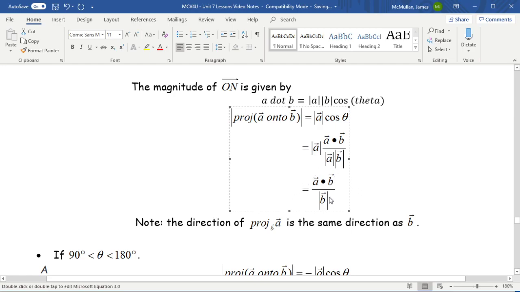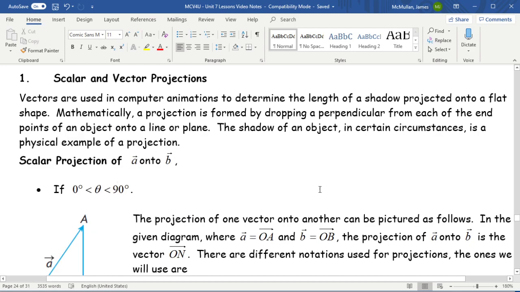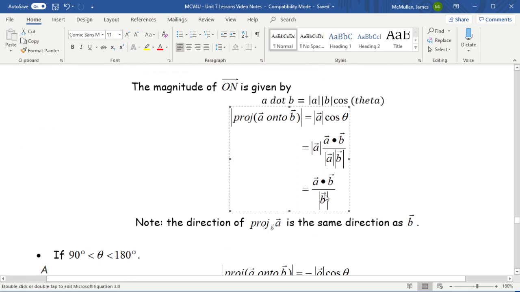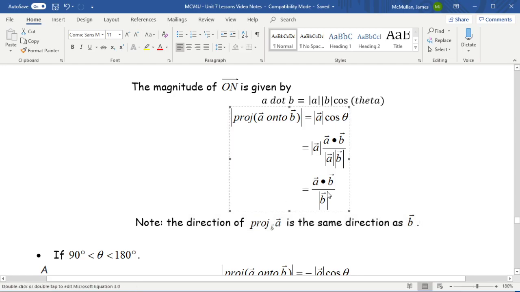Now this, of course, is a scalar, because A dot B is a scalar, and then B underneath is a magnitude, so it's also a scalar. So what you would say here is the scalar projection of A onto B is A dot B over B units, and then you'd say in the same direction as B. That would be its direction. Now again, if they're only asking for the scalar projection, that's what you do. You just give the number, and then you say it's in the same direction as B.